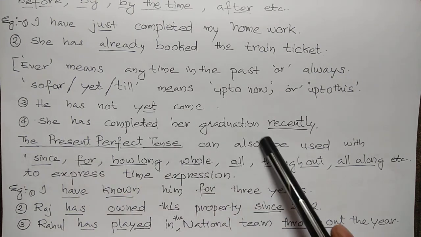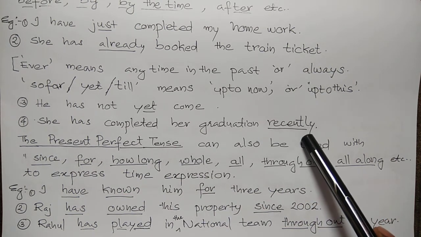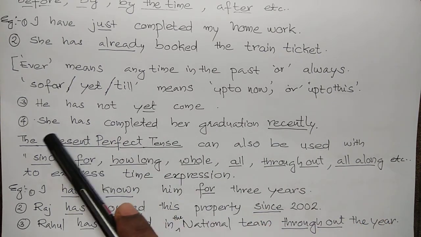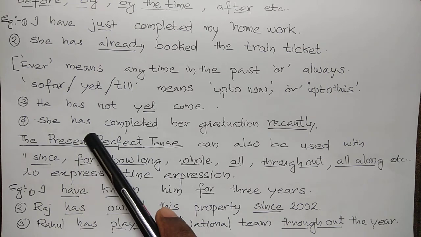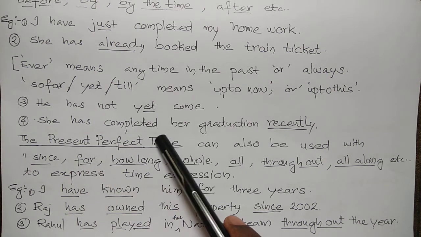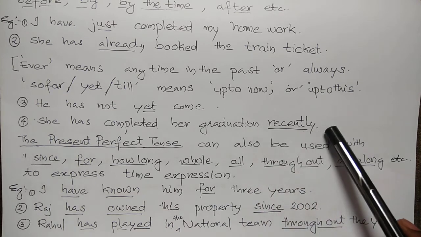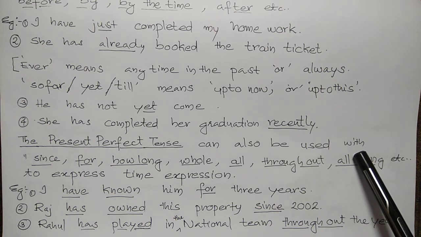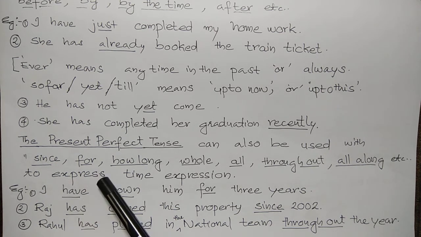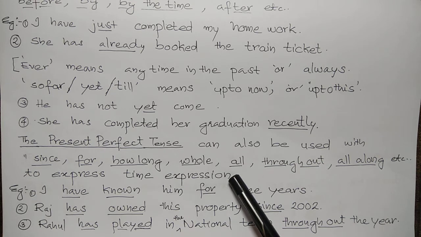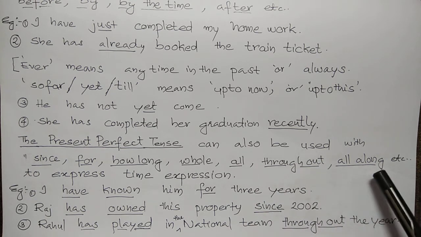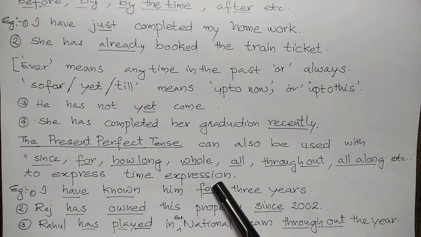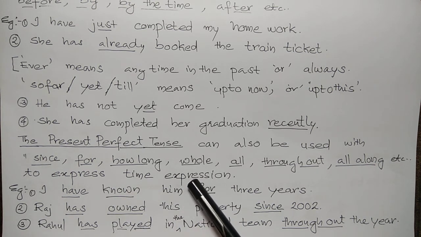She has completed her graduation recently. Recently. This word shows it should be in present perfect. She, singular subject, so has plus completed, V3 form of complete, her graduation recently. The present perfect tense can also be used with since, for, how long, whole, all, throughout, all along, etc., to express a time expression. Time expression means a duration of time in the past.